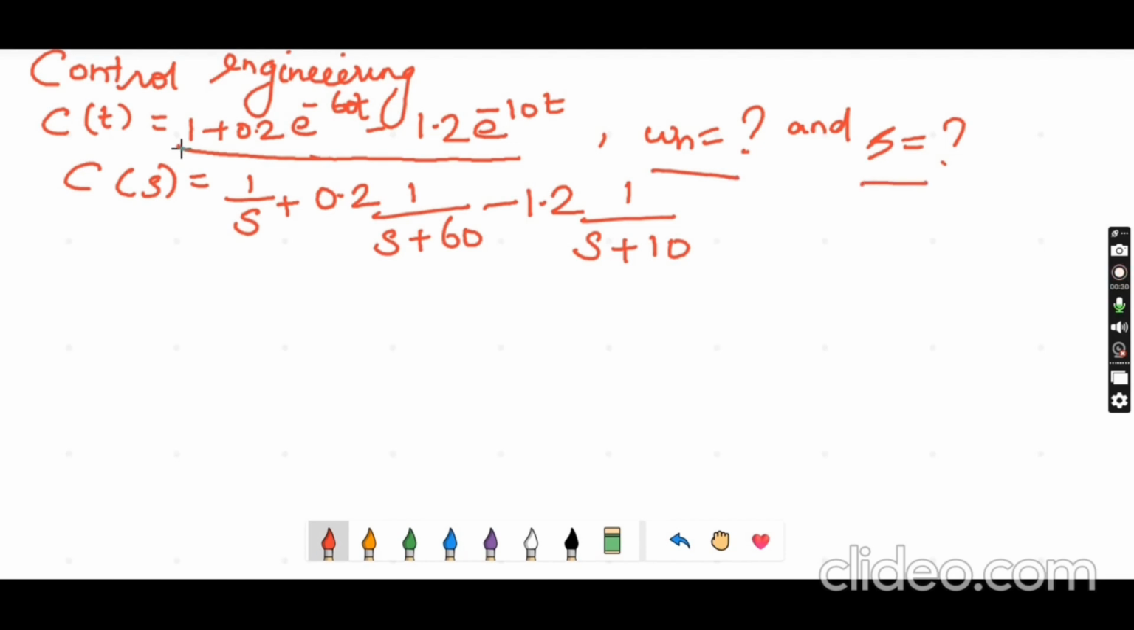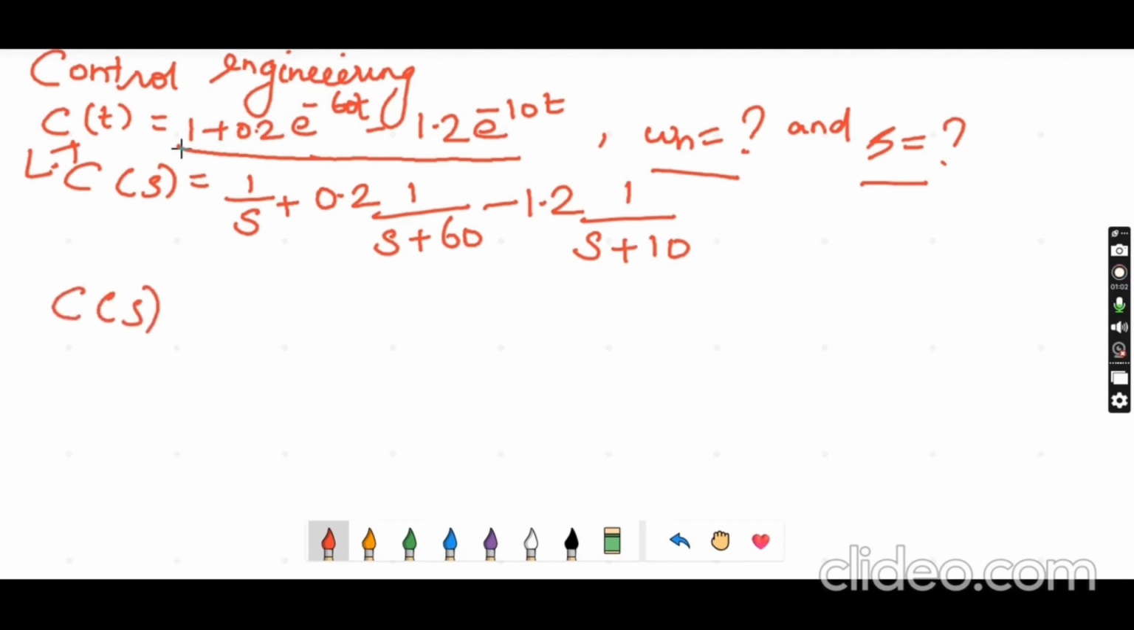As a first step, we need to take the Laplace transform of C of t. So it will become C of S. The Laplace transform of 1 is 1 by S. Again, 0.2 e power minus 60t is 0.2 times 1 by S plus 60. So minus 1.2 times 1 by S plus 10. So this is the Laplace transformation of the given system response C of t. Upon solving, we will get C of S.